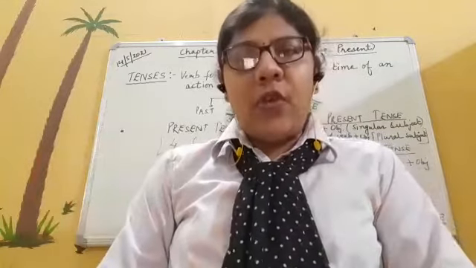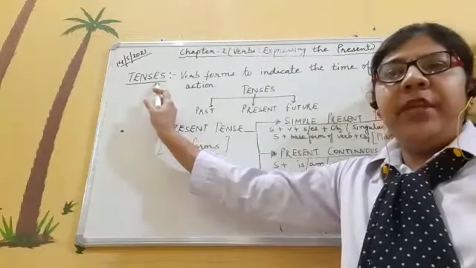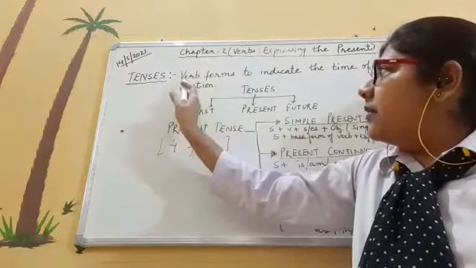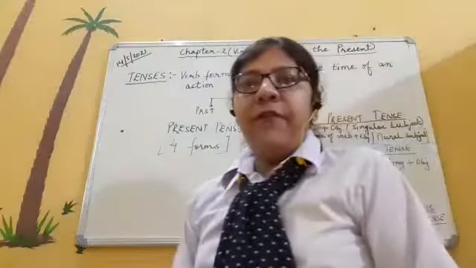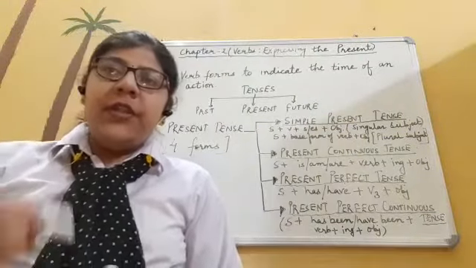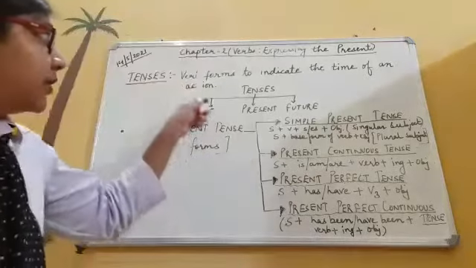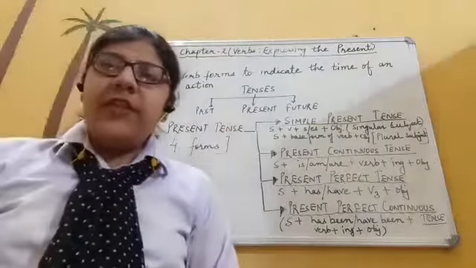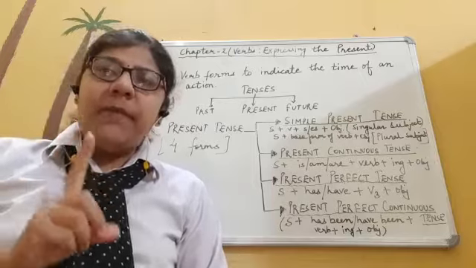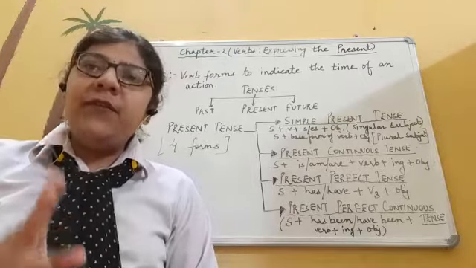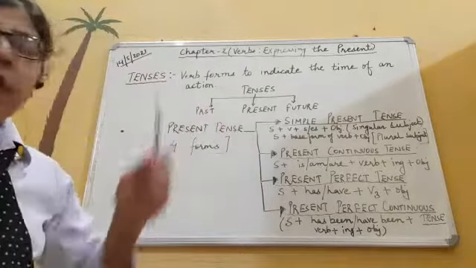Now, before coming to the concept of the present tense, let's first understand what we actually mean by a tense. Tenses are basically the verb forms which indicate the time of an action. The forms of the verb which tell you at what time the action was going on are given the name tenses. And you all know that there are 3 types of tenses: past tense, present tense and future tense.